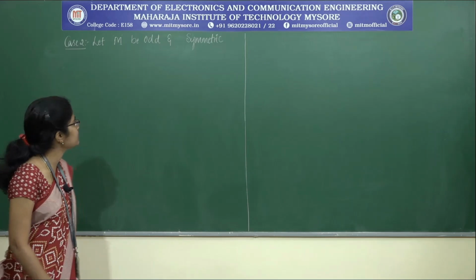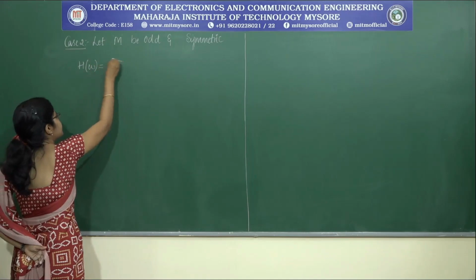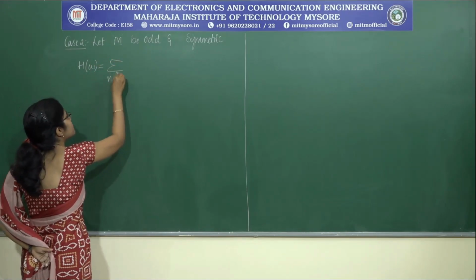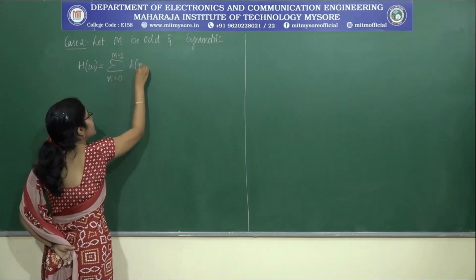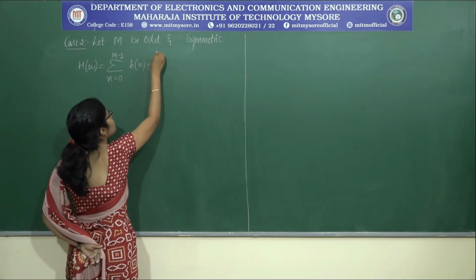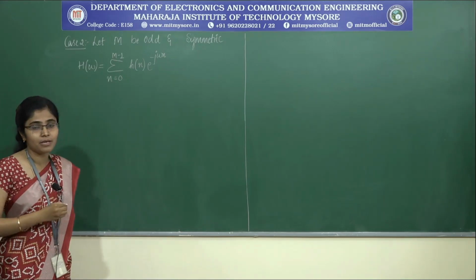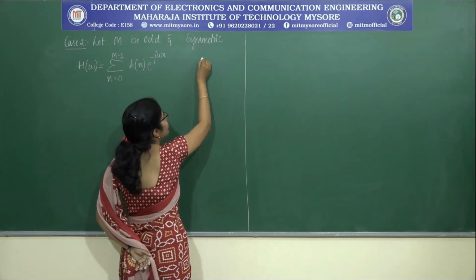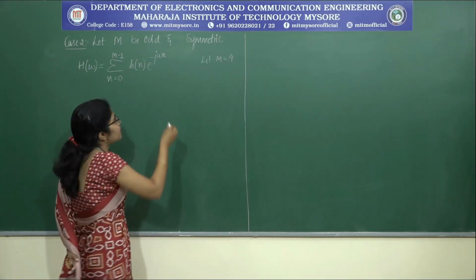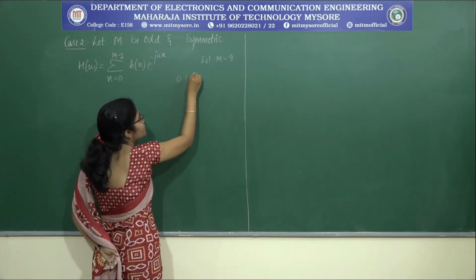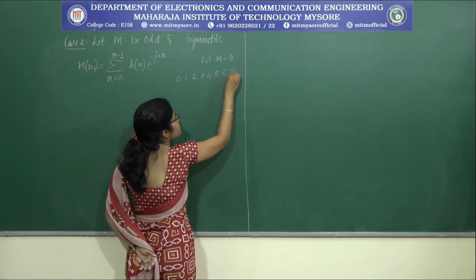Now, let us move on to the second case, that is let m be odd and symmetric. If I write the Fourier transform equation of unit sample response, H of omega will be equal to summation n ranges from 0 to m minus 1 h of n into e power minus j omega n. Now, I have considered the value of m as odd. So, let us take a value for m. Let m be equal to 9. The samples are 0, 1, 2, 3, 4, 5, 6, 7 and 8.